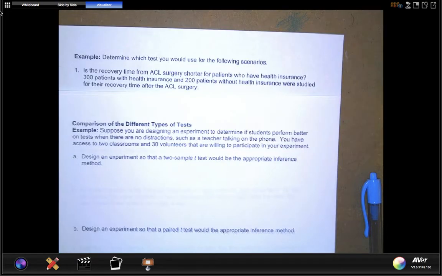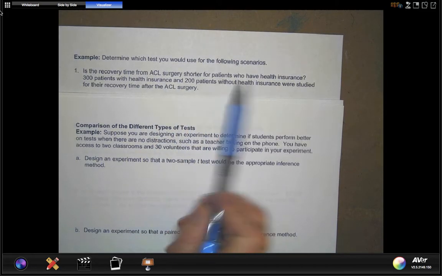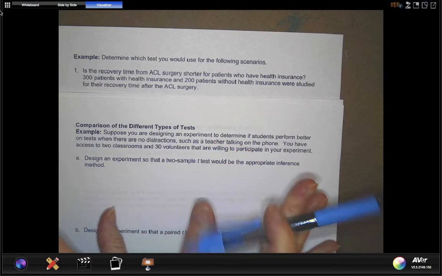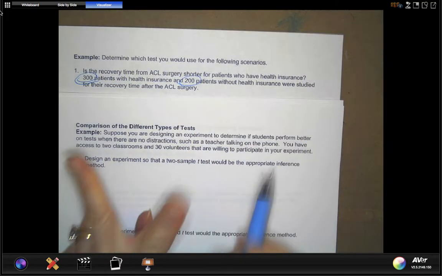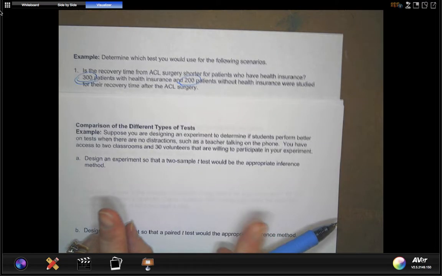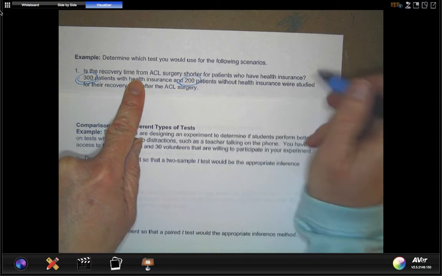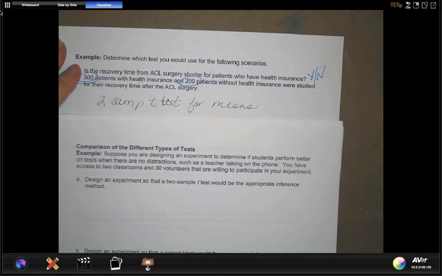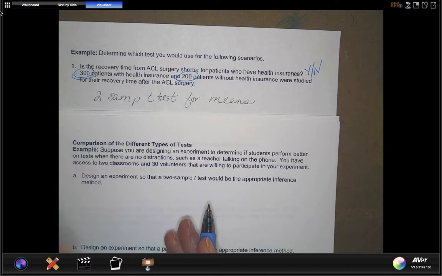So which test would you use for the following scenarios? Here, is the recovery time from ACL surgery shorter for patients who have health insurance? We have 300 patients with health insurance and 200 patients without health insurance who were studied for the recovery time after the ACL surgery. These are separate samples here. They're not just one sample, so I've got two separate samples. I just want a yes or no answer, so that's a test. I'm not trying to estimate a number. So this is just going to be a two-sample t-test for means, okay? Because I'm just going to compare the recovery time for the one group and the recovery time for the other group.